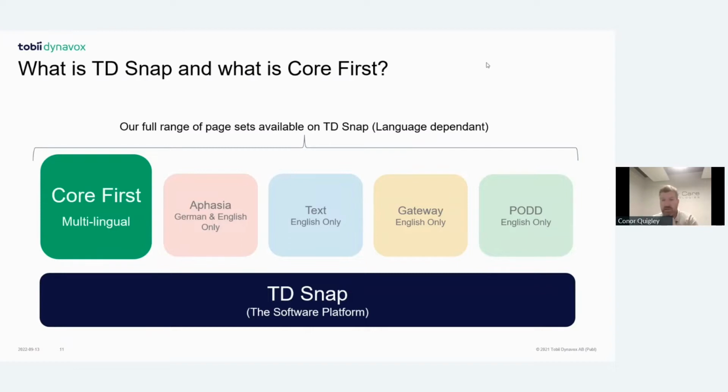Most of our users here in Ireland tend to use English page sets anyway, but there are options for other languages available in it. As you can see, aphasia only comes in German and English. The text-based is English only. Gateway and pod are English only, and the new motor planning page, which isn't on this slide, is only in UK English to start with.